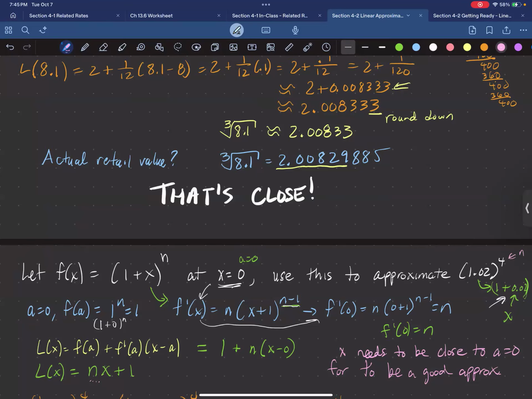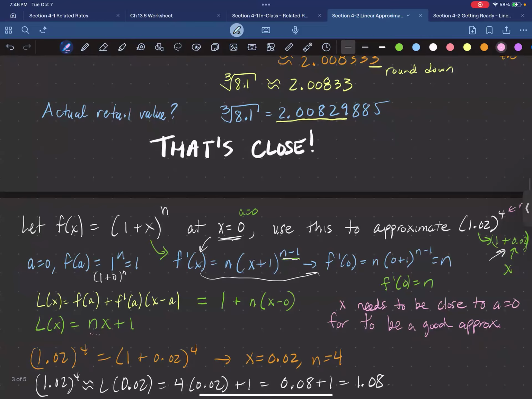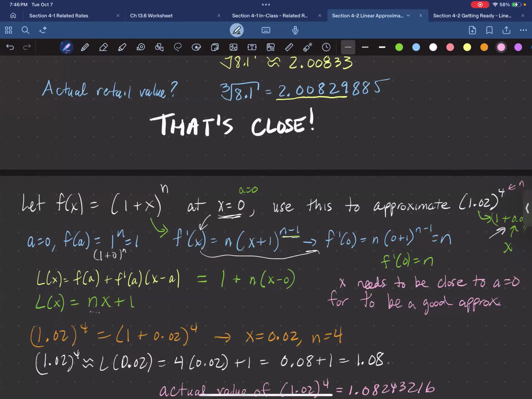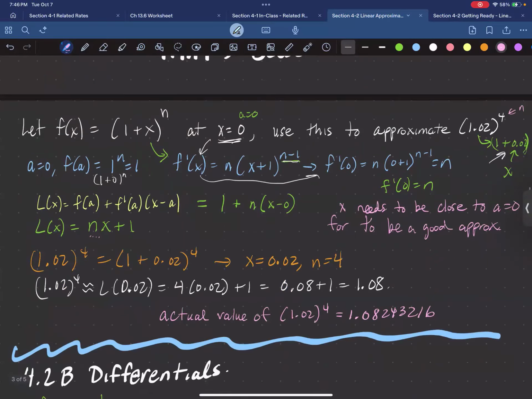That's got to be my n. And we have everything else. So we're going to approximate 1.02, that is like 1 plus 0.02 to the 4th power. We can see x equals 0.02, n is 4. We plug that in. We got the linear approximation is 4 times 0.02 plus 1 ends up being 1.08. If you do the 1.02 to the 4th power in the calculator, you get 1.08243216. So it's pretty close. Okay. And that'll be it for the first video. Let me hit pause.